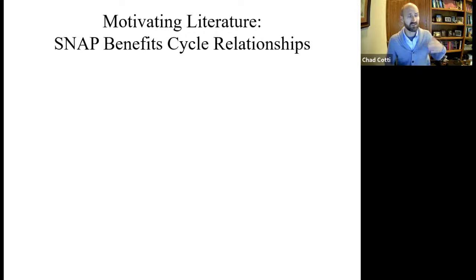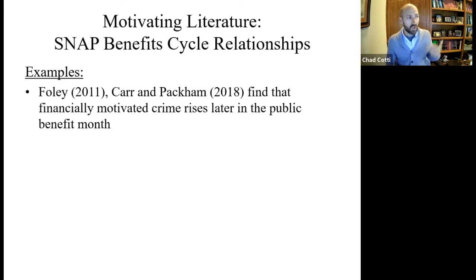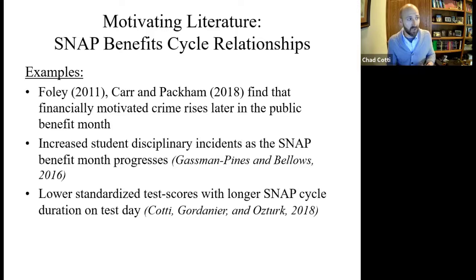And there's a host of research that's then looked and said, well, what are the potential consequences of this benefit cycle lack of smoothing? Some examples: Foley and Carr and Packham have found that there are more financially motivated crimes later within the benefit month. Jasmine Pines and Bellows, and other research that John and Orgul and I have done, have found effects within educational settings, increased student disciplinary incidents later in the food benefit cycle.